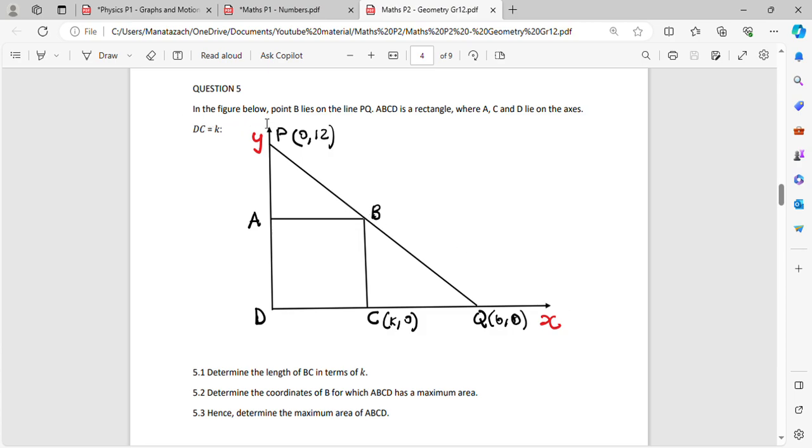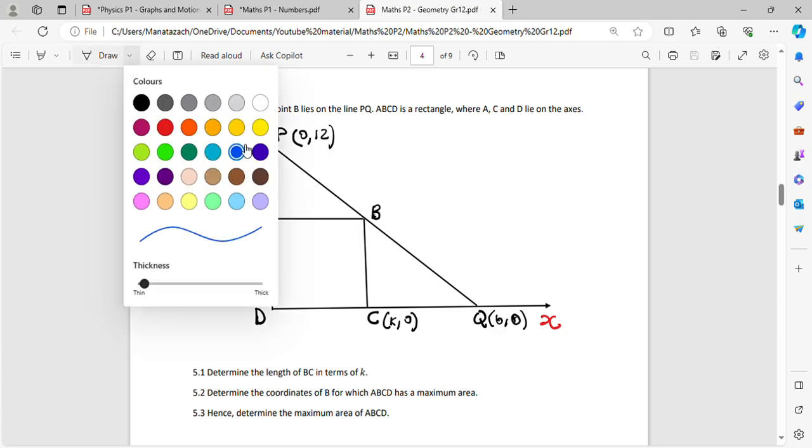In the figure below, point B lies on the line PQ. ABCD is a rectangle where A, C, and D lie on the axis. DC is equal to K. The first question is: determine the length of BC in terms of K.